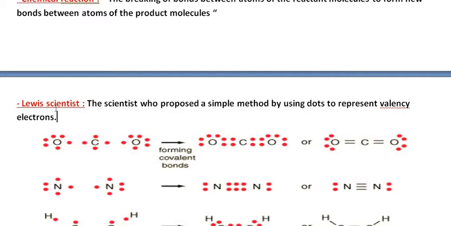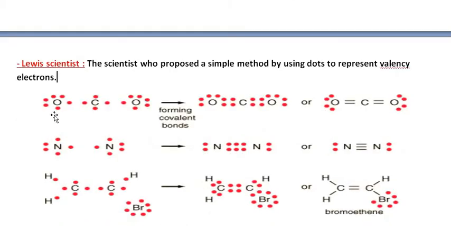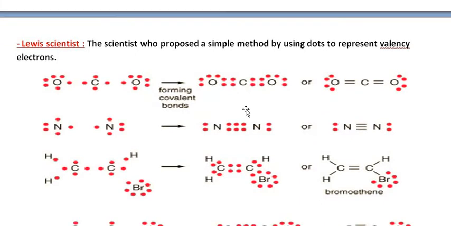Here is a scientist called Lewis. This scientist proposed a simple method for expressing bonding by using dots to represent valency electrons. For example, oxygen reacts with carbon and another atom of oxygen to form carbon dioxide gas. This oxygen atom contains 6 valence electrons. This carbon contains 4 electrons in the outermost electron shell. This is another oxygen atom. The atoms combine together by sharing of electrons to form carbon dioxide gas, which is a stable gas.